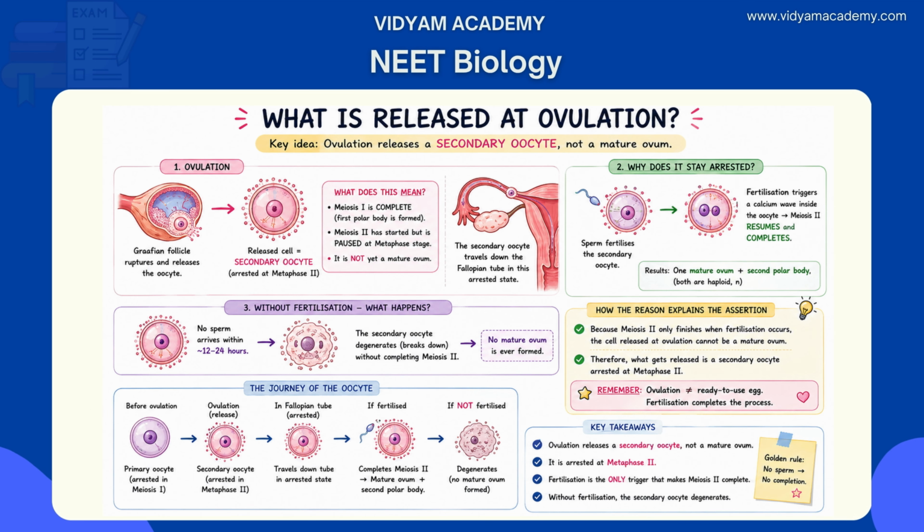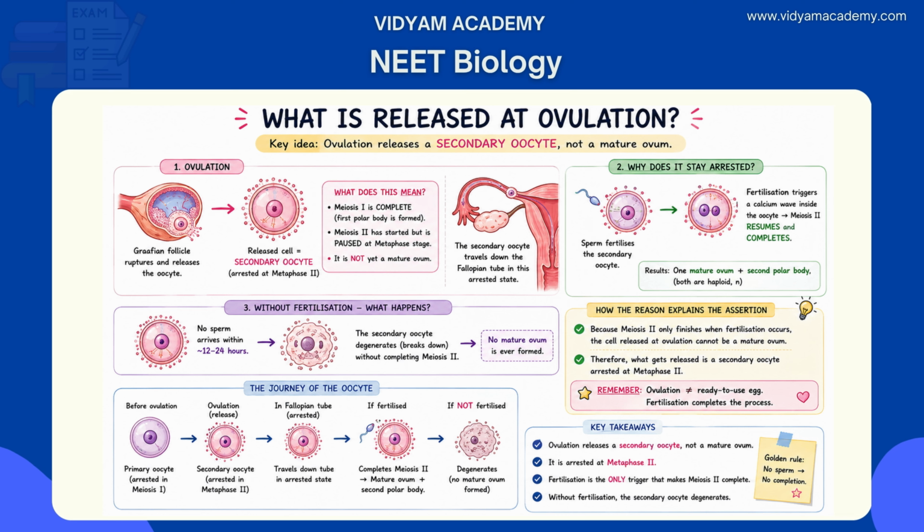Assertion A is true. The structure released from the ovary at ovulation is a secondary oocyte, not a mature ovum. The secondary oocyte has completed meiosis 1, producing itself and the first polar body, but it is then arrested midway through meiosis 2 at the metaphase stage, and it travels down the fallopian tube in this arrested state.